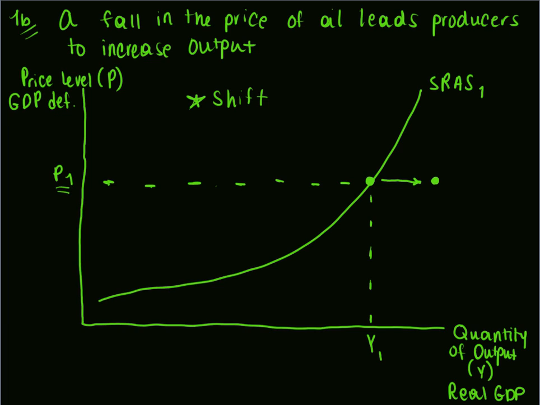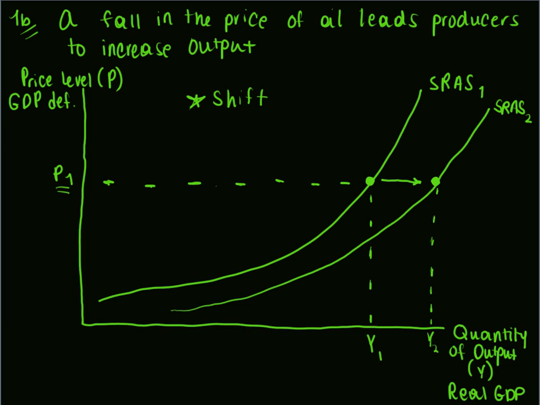Now, when we want to consider what has been the effect on the quantity supplied, we can come over to the horizontal axis and consider our new point, Y sub 2. And indeed, our supply of goods, of quantity of output to the economy, has increased the way that our problem said that it does. So that's how we would depict it graphically.